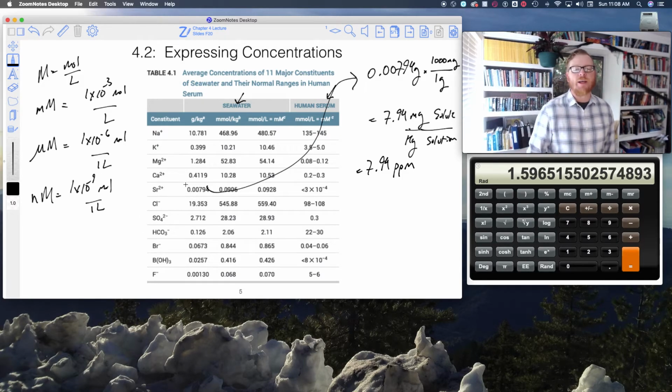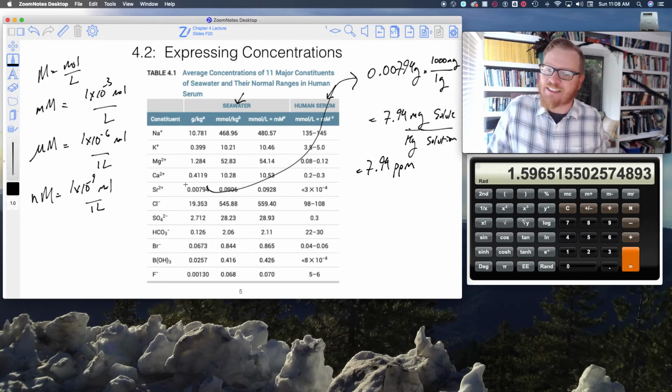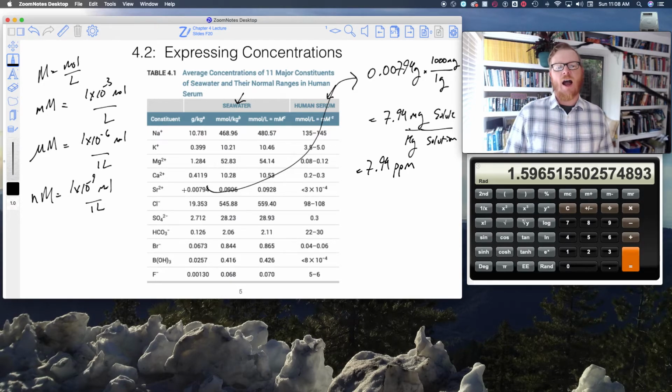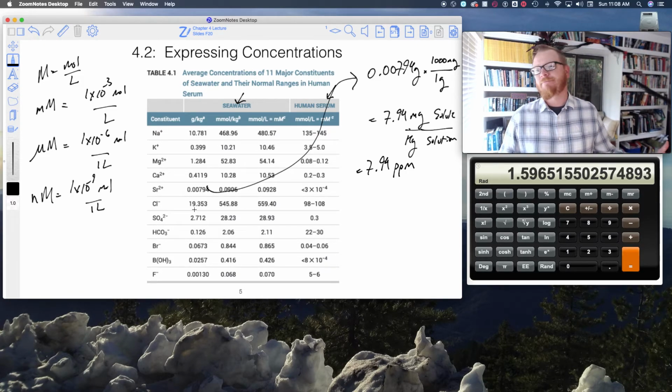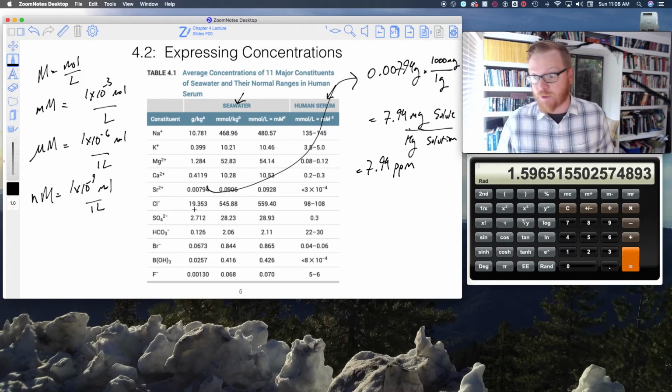And so when we look at this unit, you're going to hear me say this often, chemists are lazy. We like to express things in something that's easy to say or write. So instead of saying 0.00794 grams of solute per kilogram of solution is the concentration of strontium 2+, it's so much easier for me to just say it's 7.94 part per million. Right? That took way less space, way less time to write. All right? And we do this often in chemistry and in other forms of science. We convert units around just to make it easier for ourselves to express things.